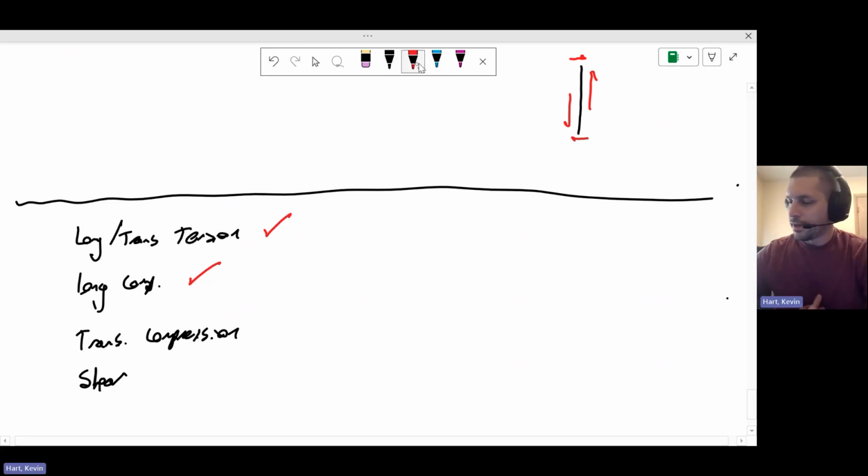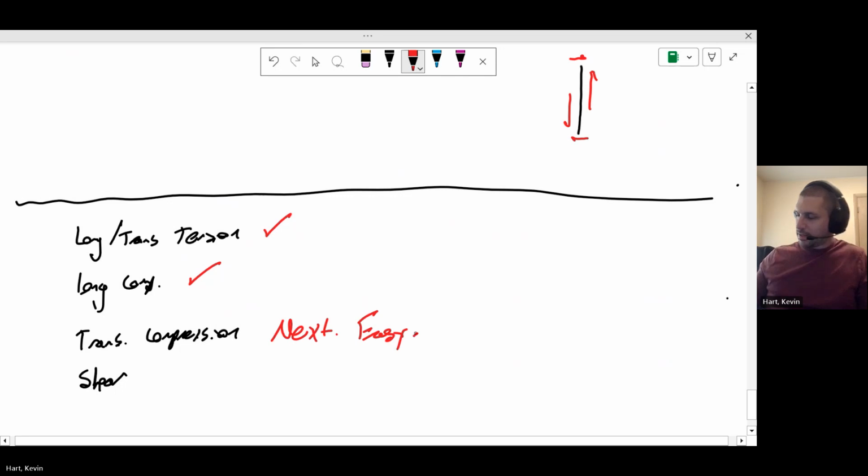All right. Transverse compression is really easy. We're at 1:30, so I got about 8 minutes. Transverse compression, this is what we'll do next. And it's easy. It's very similar to transverse tension.